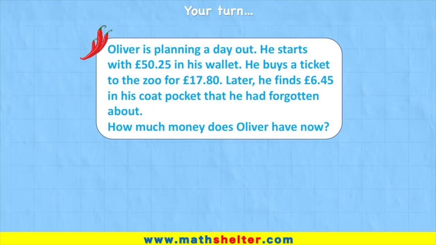Once you've done that, it's your actual turn. Here is a question for you. Write out rucksack and solve it step by step. I will do the first part for you by reading it to you. Oliver is planning a day out. He starts with £50 and 25 pence in his wallet. He buys a ticket to the zoo for £17.80. Later he finds £6.45 in his coat pocket that he had forgotten about. How much money does Oliver have now? Use the rest of the rucksack to solve this question. Press pause on the video now.